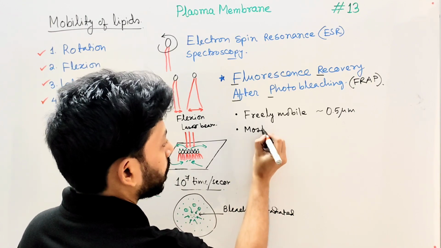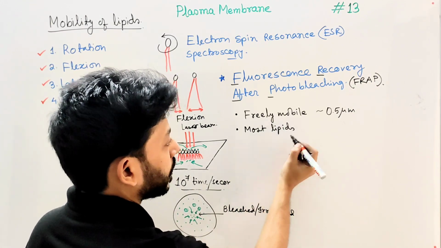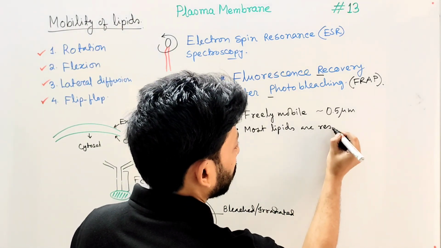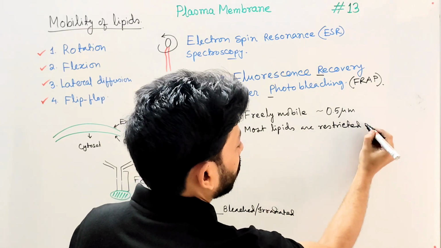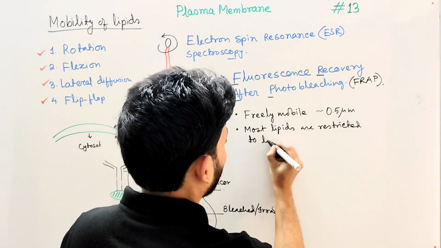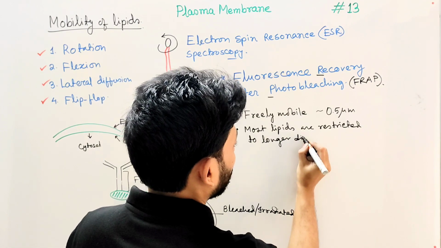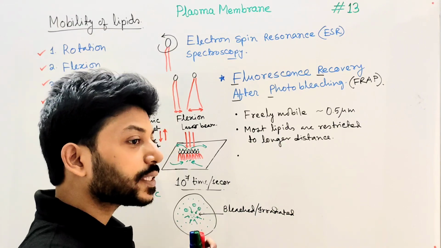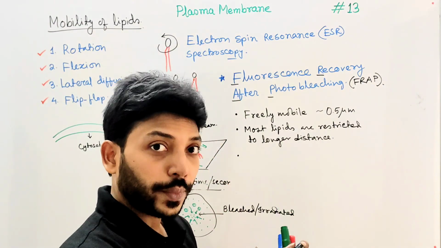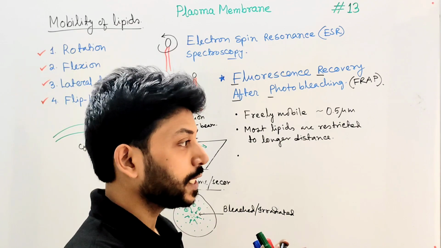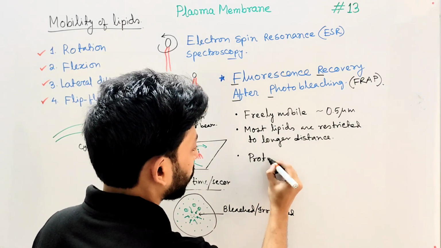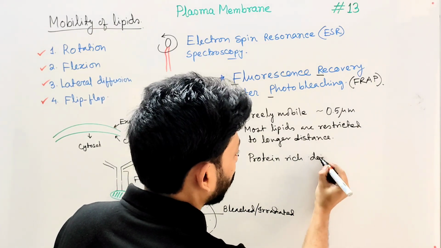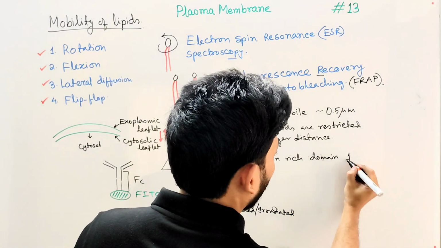Most of the lipids cannot move further. So most of the lipids are restricted to longer distance. Okay. Now they also found that in the cell there is protein in the plasma membrane. There is a protein rich domain present. The diameter of the protein rich domain is 1 micrometer.